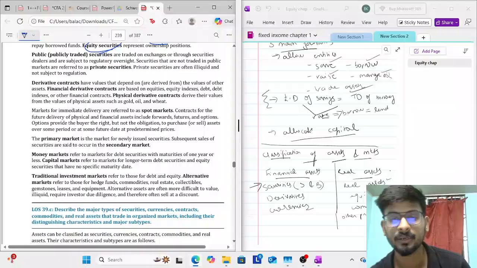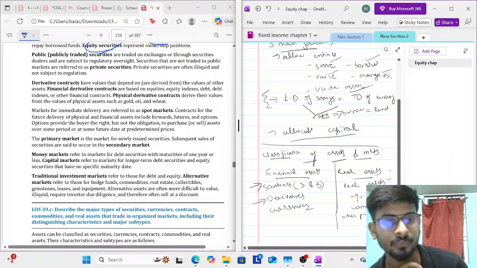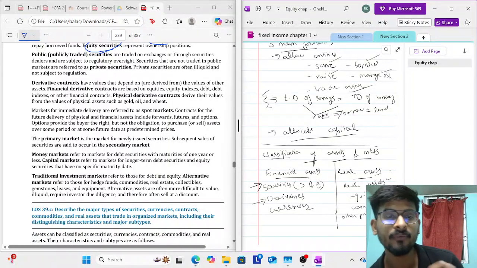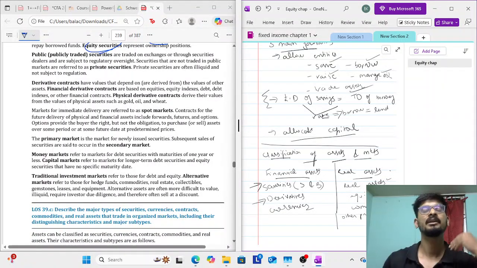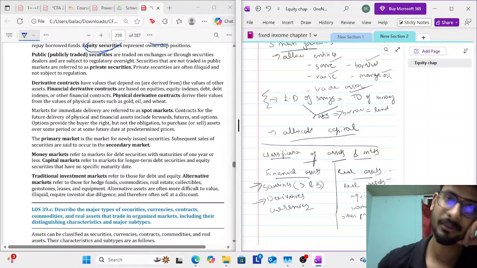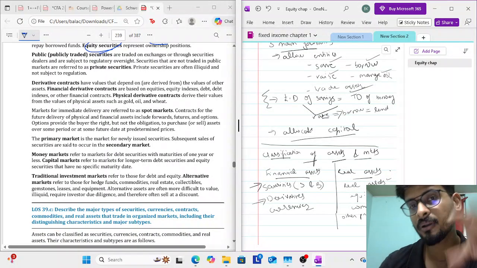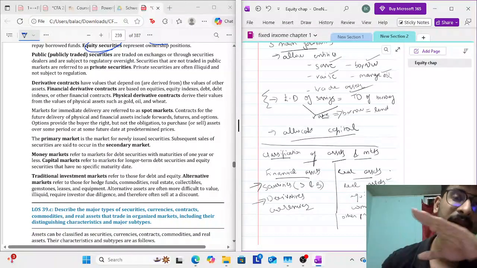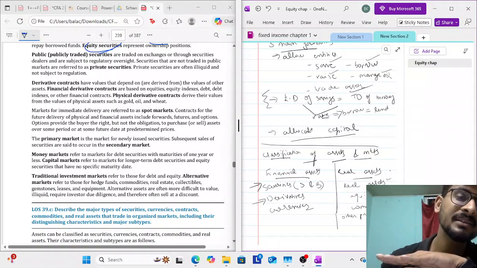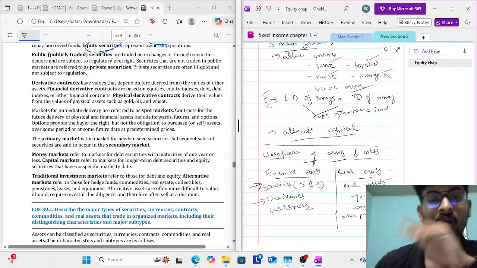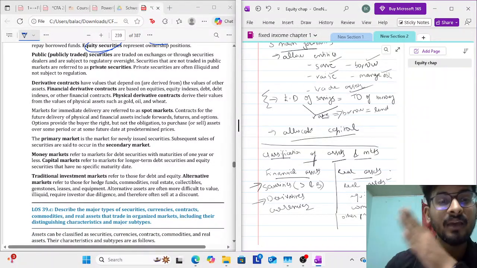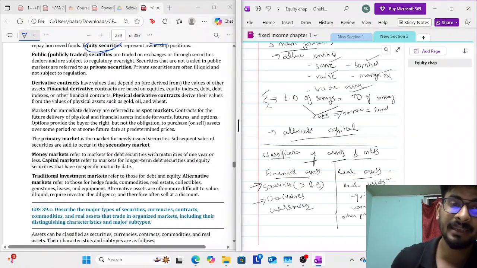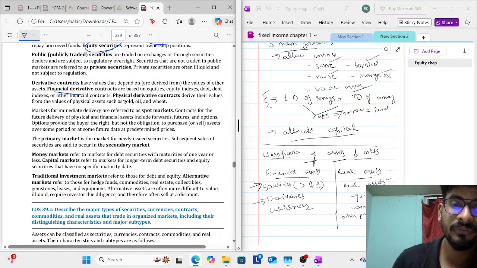Now, derivative contracts, we are moving to derivatives. Derivative contracts have a value that is derived from the value of other assets, like Nifty futures. It is a derivative, so its value is derived from the underlying Nifty. Financial derivative contracts are based on equities, equity indexes, debt indexes, or other financial contracts. Physical derivative contracts derive their value from physical assets such as gold, oil, and wheat. So there are financial and physical derivatives.